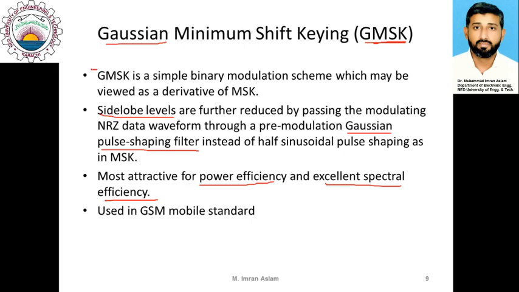Because of these characteristics, this GMSK modulation scheme was used in the GSM standard. So the modulation scheme used in the GSM standard was the GMSK scheme.